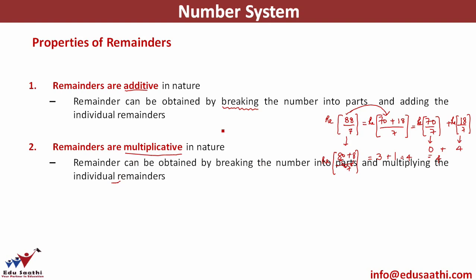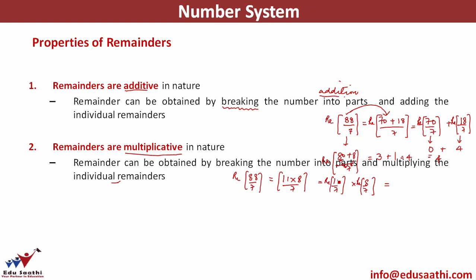Now instead of breaking the number into parts with the help of addition, I will break the number into parts with the help of multiplication. So for example, I'll take the same example. This 88, I have to find out the remainder with 7. What I'll do is I can write it as 11 into 8 over 7. So whatsoever is the remainder of 11 with 7, I'll find out the individual remainder of 8 with 7, multiply them to get to my answer.